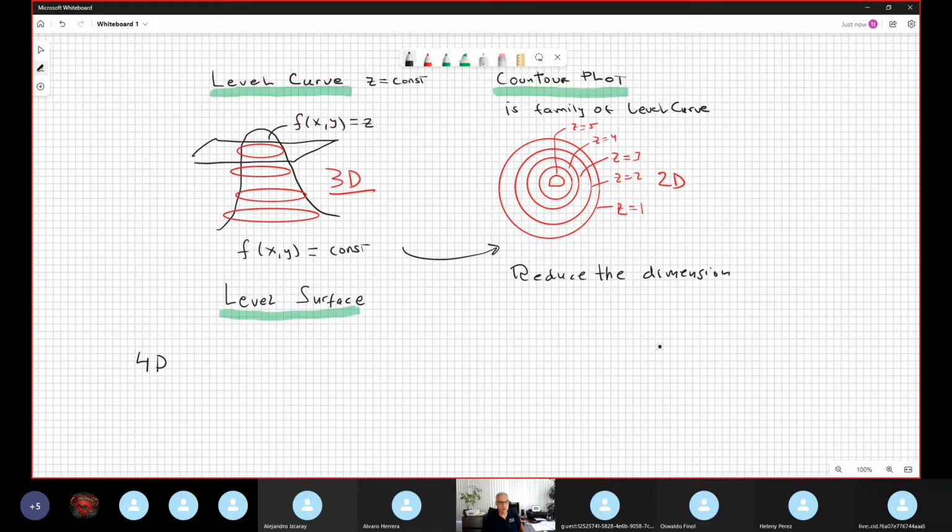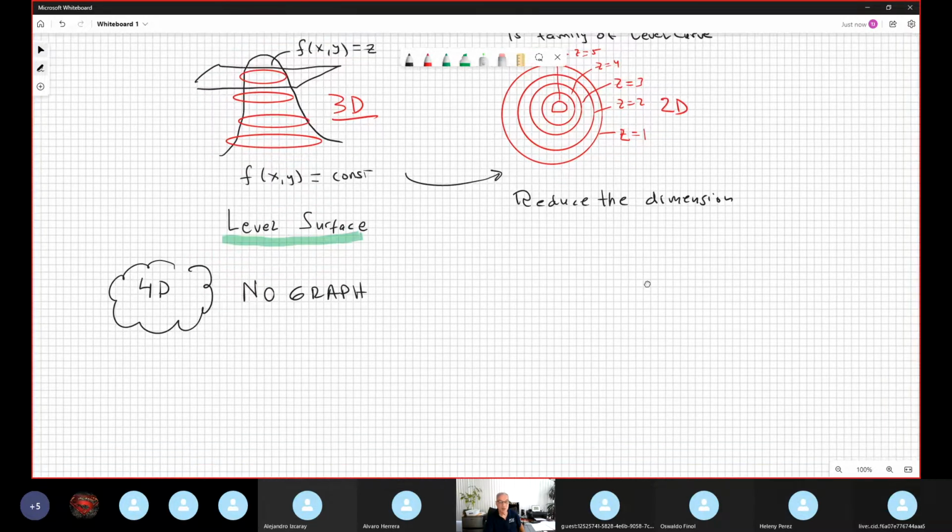So, professor, I have no idea. In 4 dimensions, we have no graph. But I need to analyze this somehow. Well, you apply level surface. What is the level surface? Let me bring one example to illustrate a little bit. Not super, but a little bit.